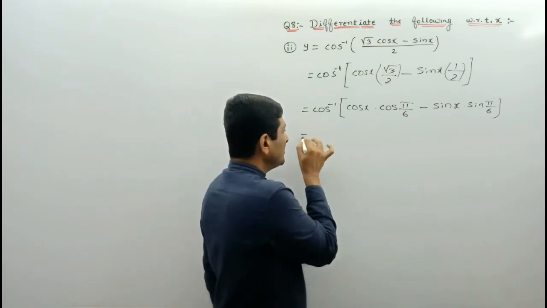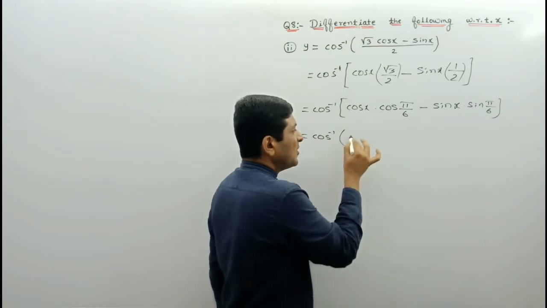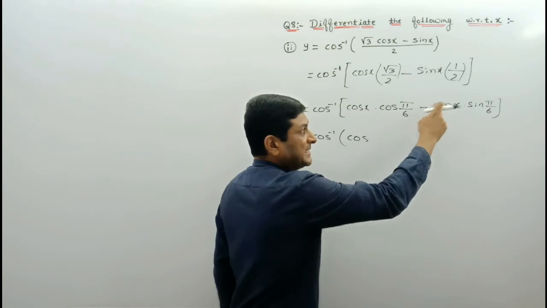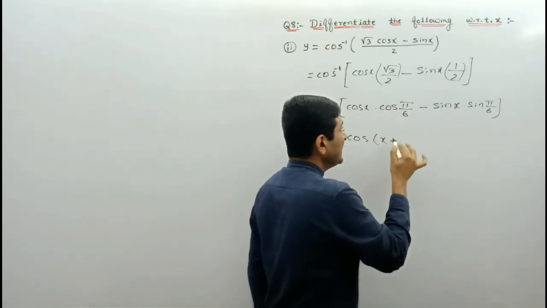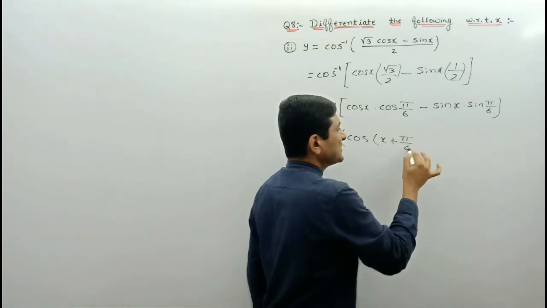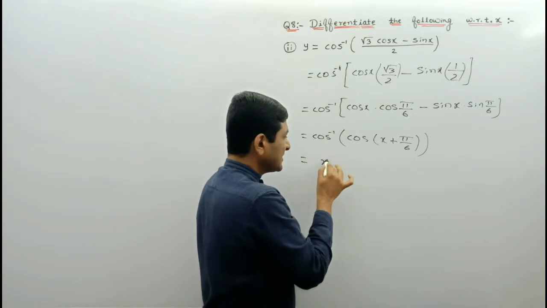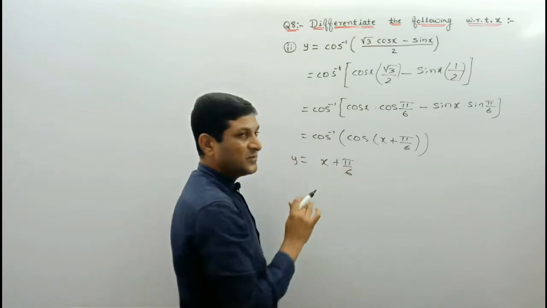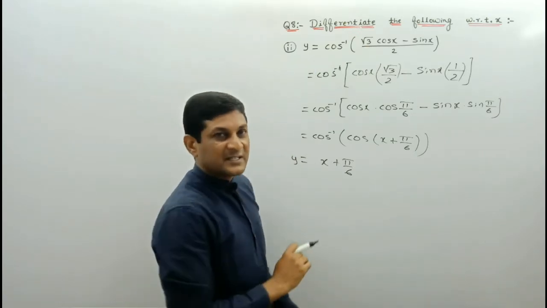So which is equal to cos inverse, keep it as it is. Now this expression is in the form of what? Cos A into cos B minus sin A into sin B, which is nothing but the formula of cos A plus B. A is x and B is what here? Pi by 6. So which is equal to, now here cos inverse and cos will get cancelled. What is the remaining term? X plus pi by 6, which is nothing but the value of y. Now this expression is in the simplest form.